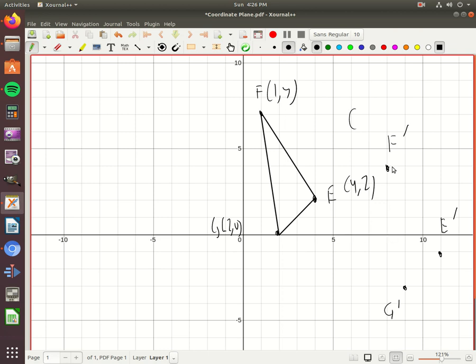So it's going to be 8, 4 here. Here it's going to be 11, negative 1. And here it's going to be 9, negative 3. Hopefully someone will answer that while I go ahead and connect these points.